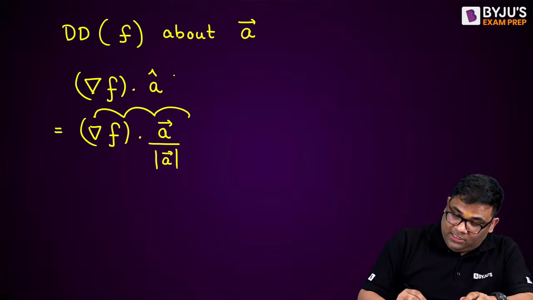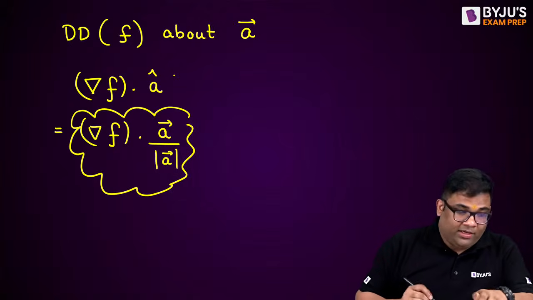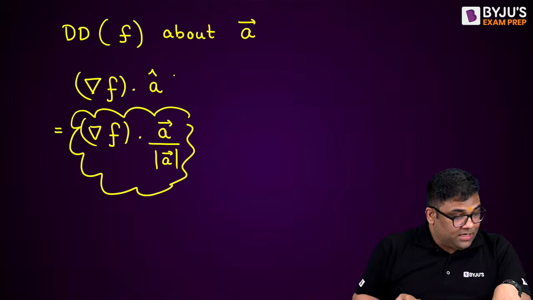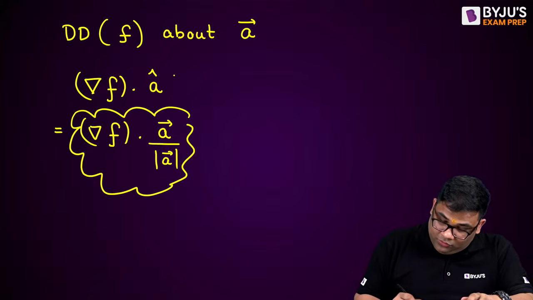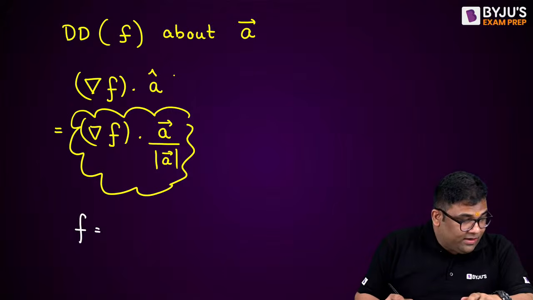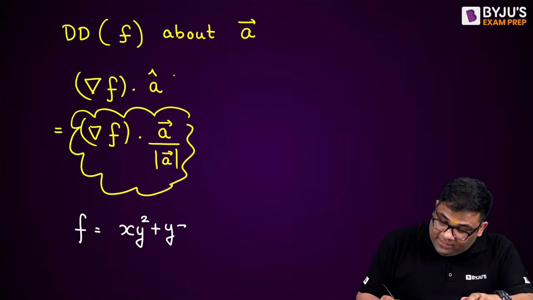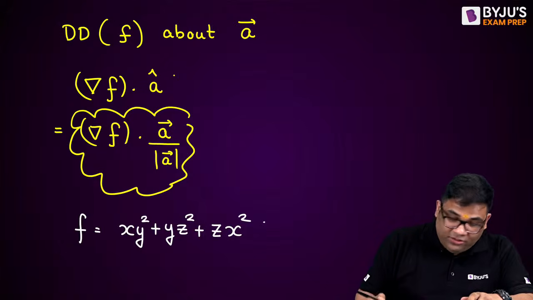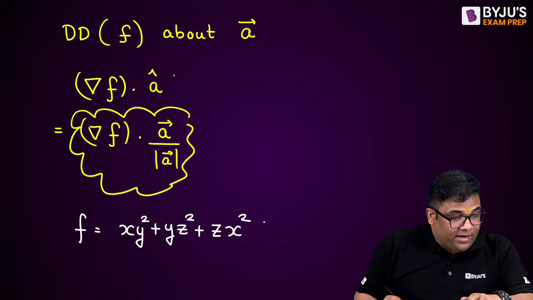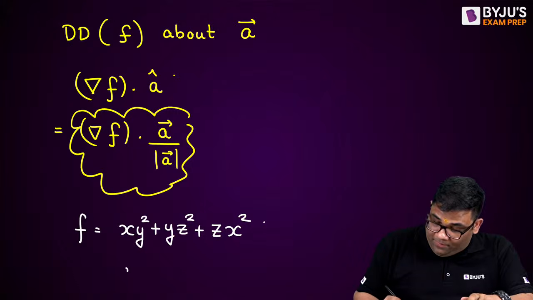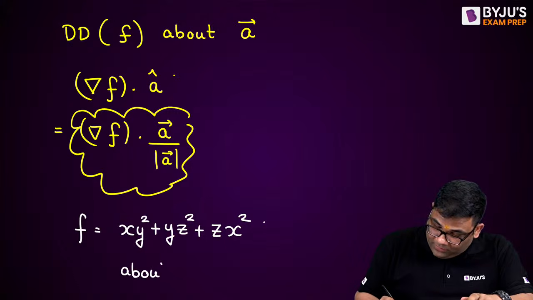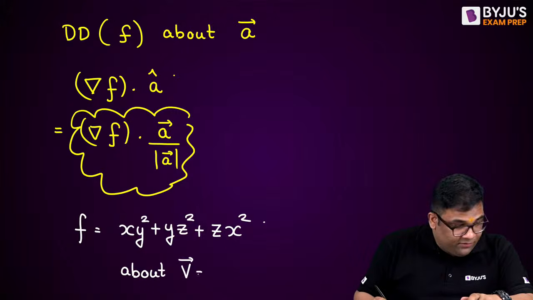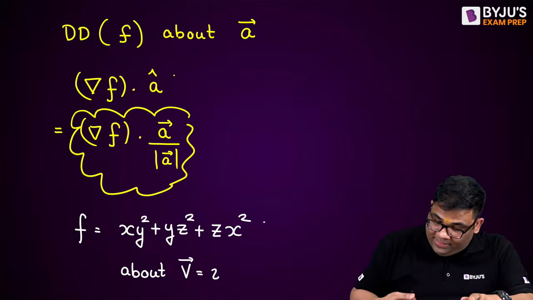Yes, understood directional derivative? So I'll give one question. The f function is given as xy square plus yz square plus zx square. This is the f function given, right? We have to find the directional derivative about a vector v given as vector p actually.